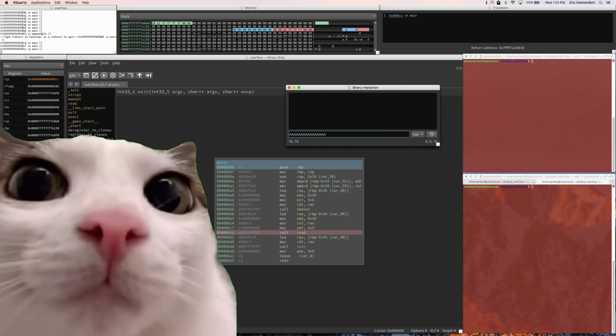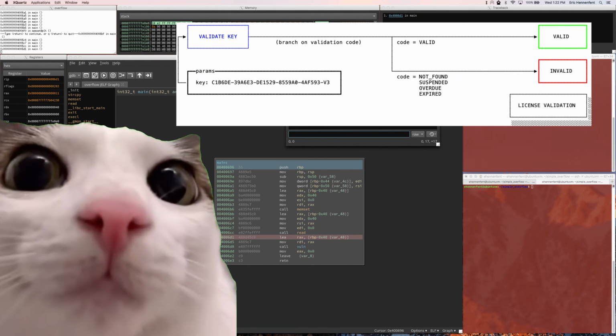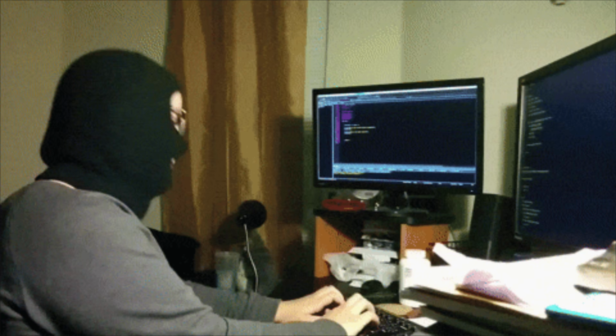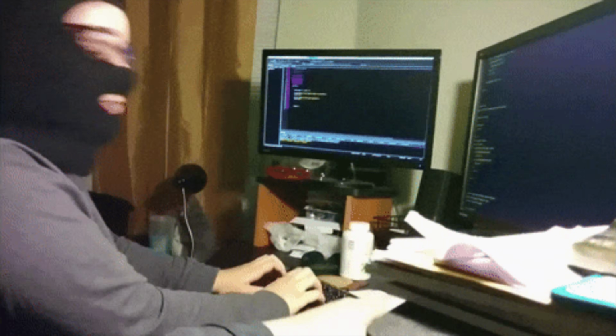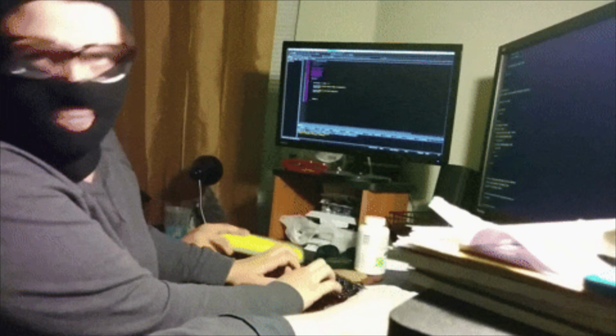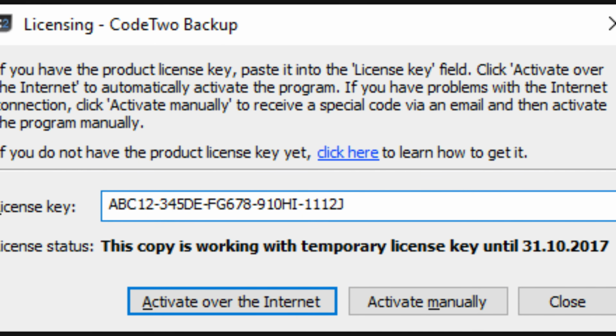By following the flow of the program and observing how it reacts to valid and invalid license keys, hackers can identify where activation decisions are being made. Once these locations are understood, they can focus their attention on the specific checks responsible for restricting access to premium features. Of course, not all activation systems are created equal.